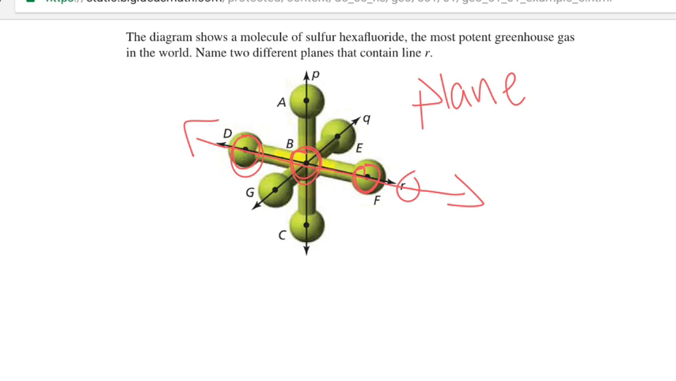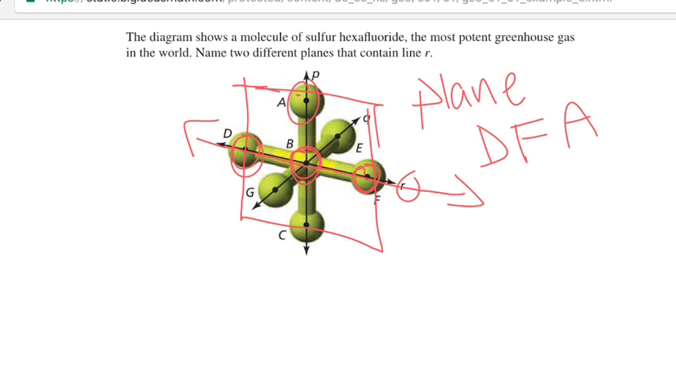So we're going to call this plane D, F, and then I need to pick a point that is not in that same line, so I could pick, say, A up here. And notice that what I'd be picking is this vertical plane that goes through here.